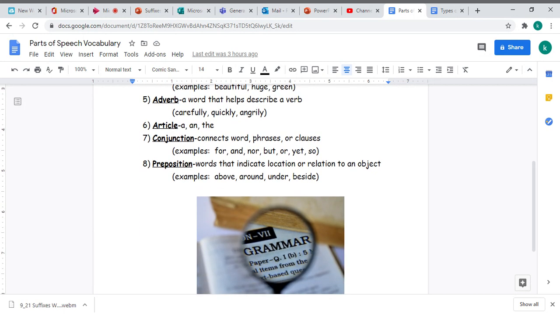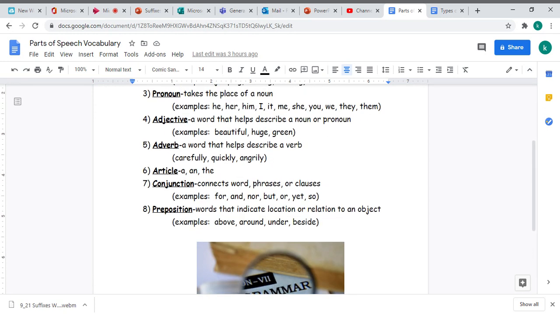A conjunction, it connects words, phrases, or clauses. These are your fanboys: for, and, nor, but, or, yet, and so. Preposition, words that indicate location or relation to an object. Examples: above, around, under, and beside. I'll call those squirrel words. If a squirrel can do it to a tree, it can run, it can be above it, it can run around it, it can be under it, and it can be beside it.